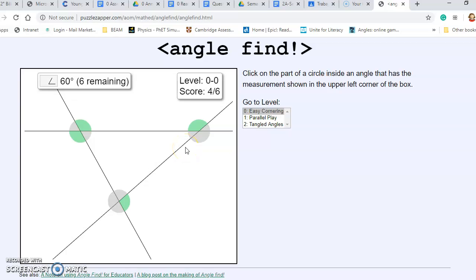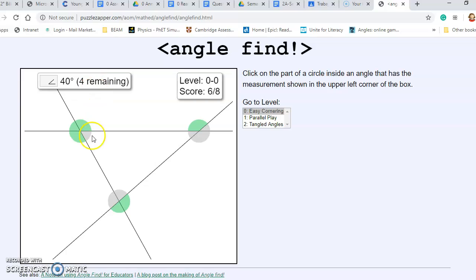Okay. The idea is to find these ones. If maybe you cannot find them, it's because you already find them. So the idea is to find the 60 degrees. 60 degrees could be this. And then it says 80 degrees. We need to find the 80 degrees. Maybe it could be this. 40 degrees.